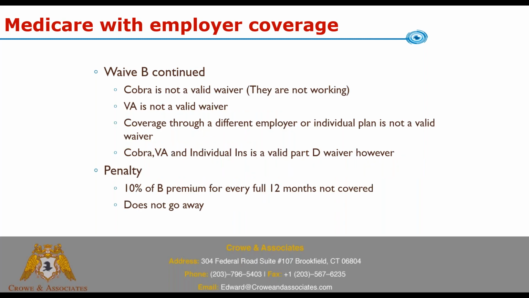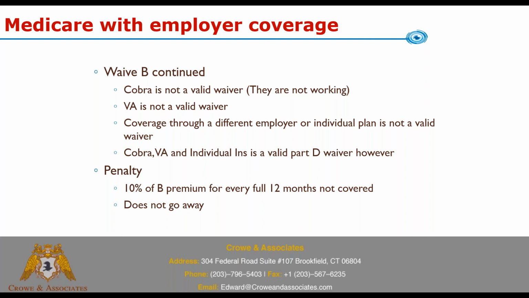One of the big areas where mistakes are made: COBRA is not a valid waiver for Part B. Happens a lot too. The reason it isn't is because if you're on COBRA, you're not actively working. Or if you're getting COBRA through your spouse, they're not actively working. So it's not a valid waiver. COBRA does not count. Somebody who goes on COBRA needs B if they're 65 or older. And also, this is a big surprising one to people sometimes. VA is not a valid waiver for B. People think that a lot. It's a waiver for D, as in David, drug, Part D. It's a waiver for that, but not for B.